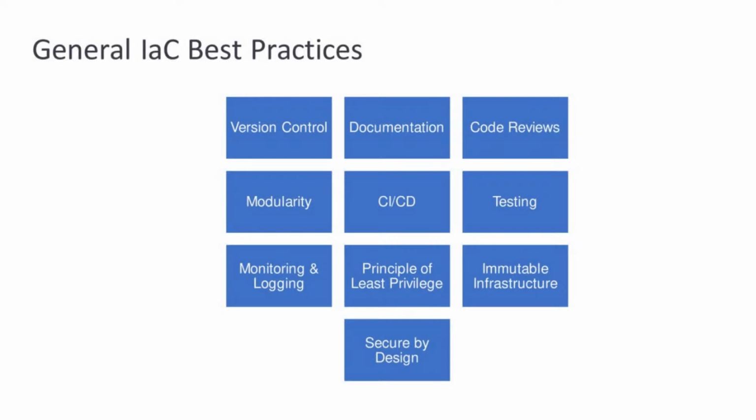So then modularity, right? When you write your infrastructure code, do it in smaller reusable modules. And why we say that is because you want to write the code once. It promotes huge reusability and maintainability and better organization of your code base, right? And then obviously CI/CD, right?